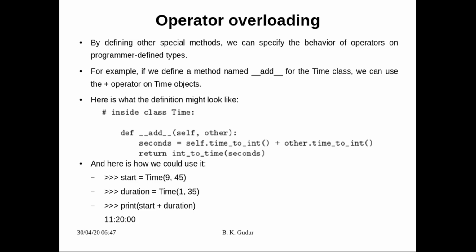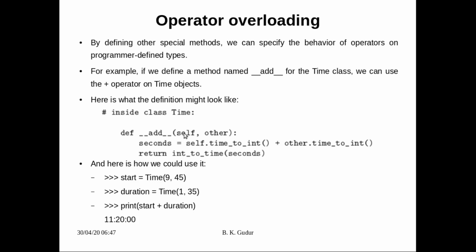So whereas we have not used any plus operator on the classes we have defined, like the Time class and the Point class, we can do it by writing a special method called __add__. Here is a definition of the __add__ method. Obviously it is a method, so it has to be defined inside the Time class.